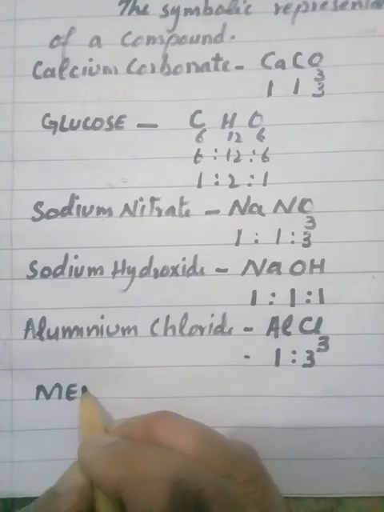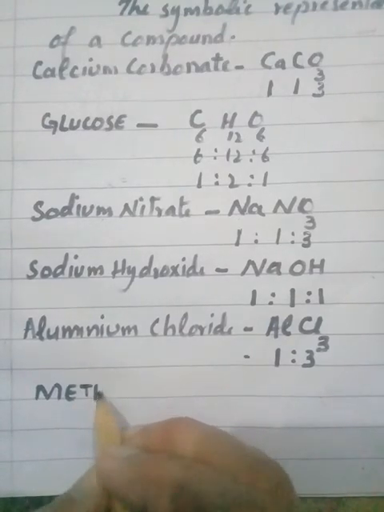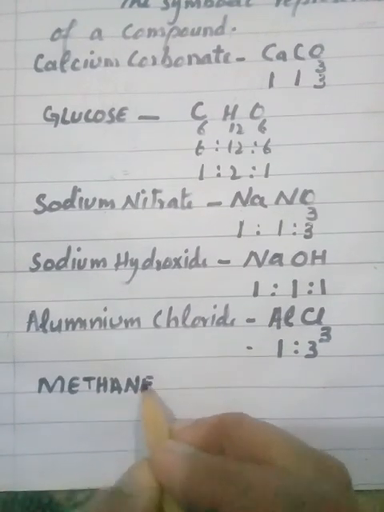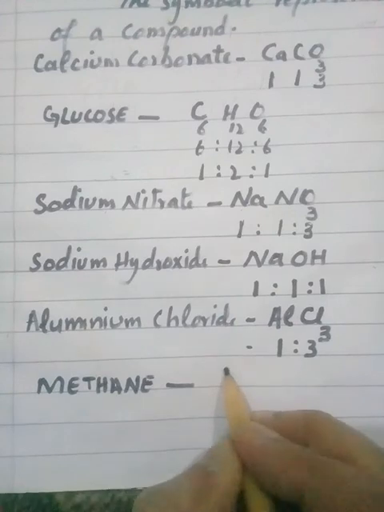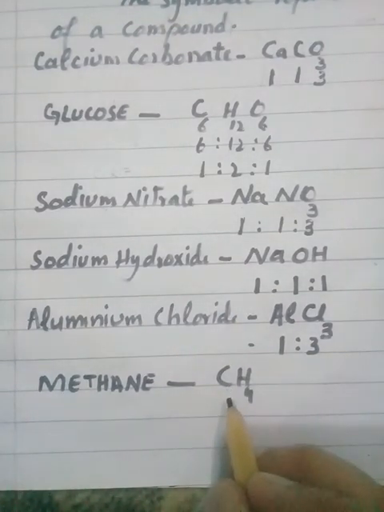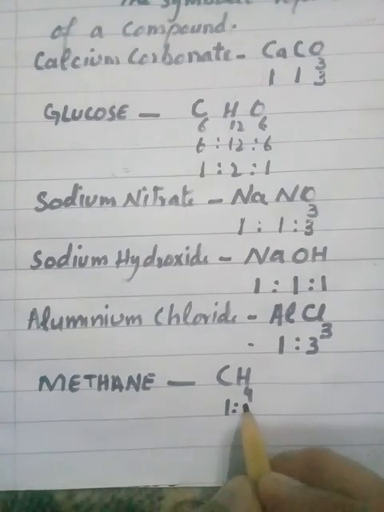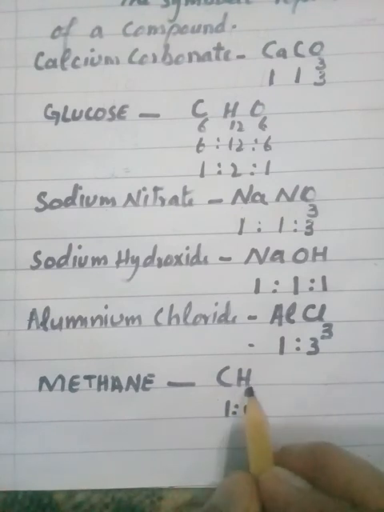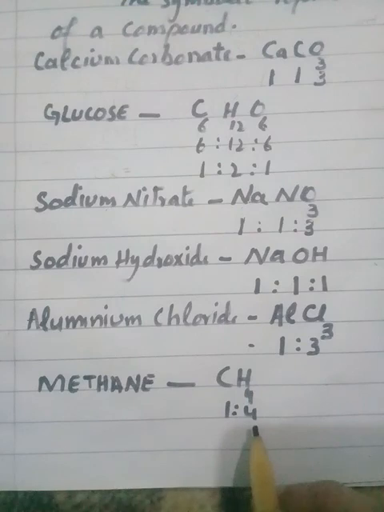Now the next one is methane. Methane is a component of natural gas. The chemical formula of methane is CH4. CH4 ratio 1:4. 2 types of atoms are present in methane, that is carbon and hydrogen, and the ratio is 1:4. That is all about chemical formula. In the next lecture we will discuss the types of chemical formula.